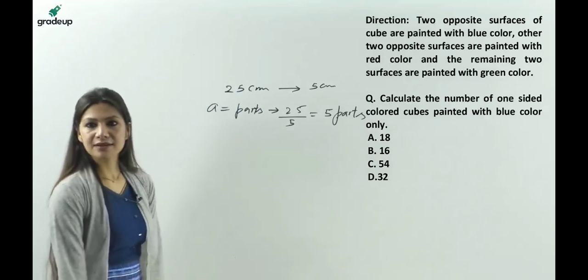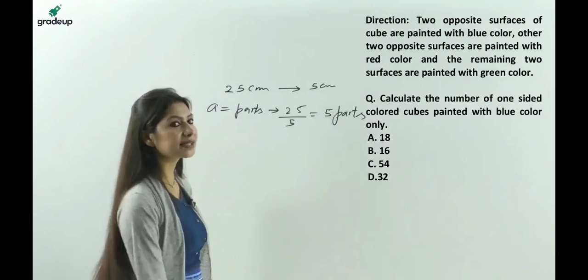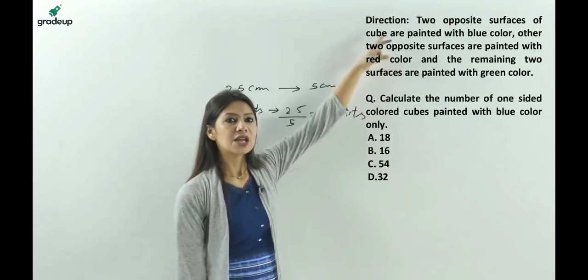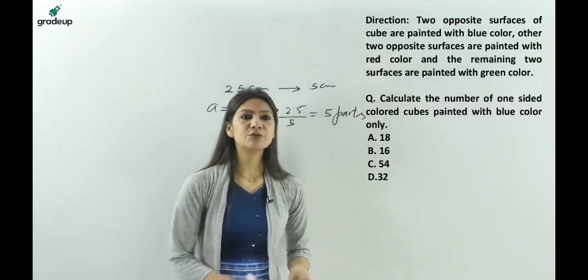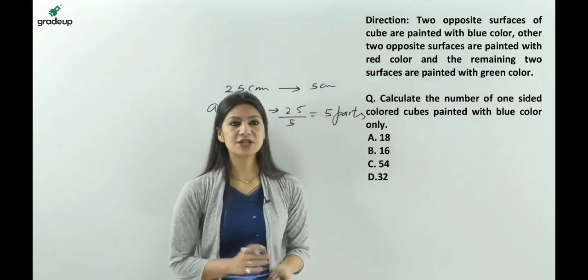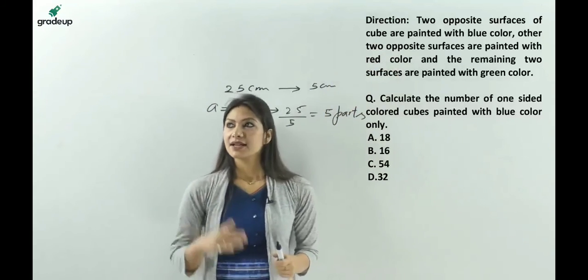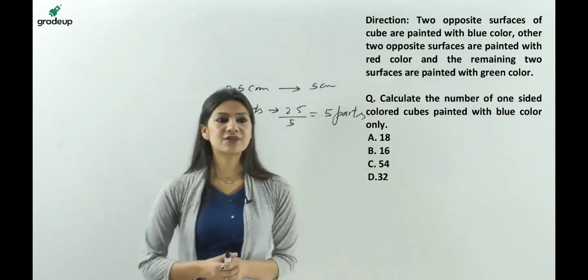So you all are giving me the example. Let's read the question first of all. Okay, all right, student, let me explain now. Two opposite faces of a cube are painted blue, other two are painted red, and the remaining two are painted green. So let's take the example of this room only. It will make you understand things in a clear way, right?